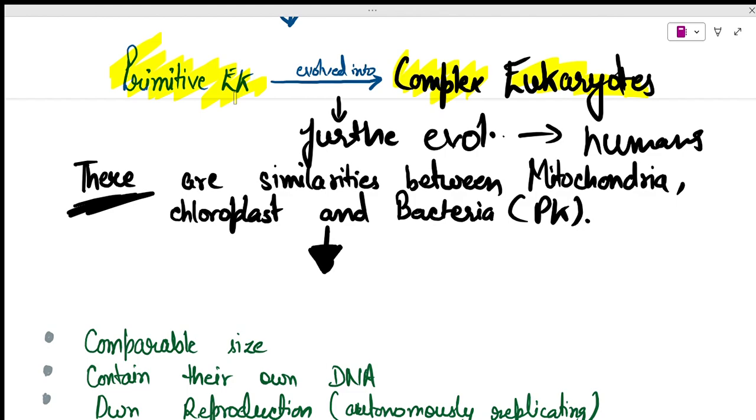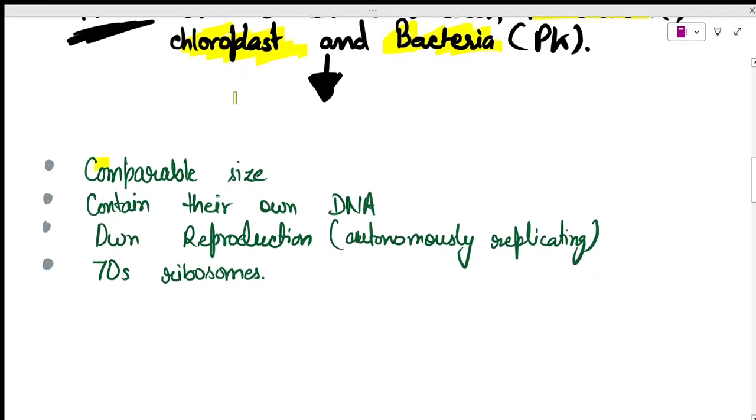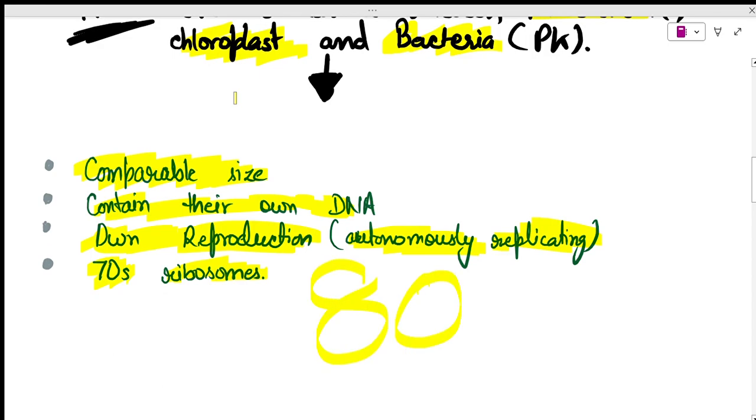So how do we come to know that these mitochondria and chloroplast were similar to bacteria? It is because of these evidences: they have comparable size, they contain their own DNA, and they have their own reproduction system. That is why we also call them autonomously replicating cell organelles. And they all contain 70S ribosomes, while eukaryotes have 80S ribosomes.